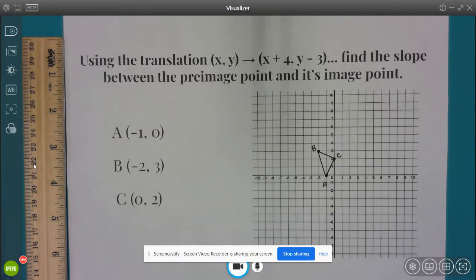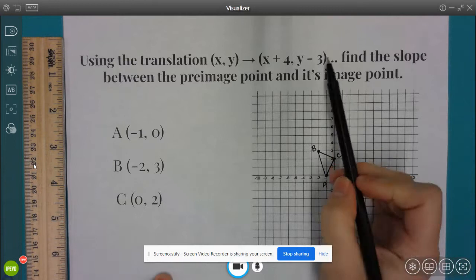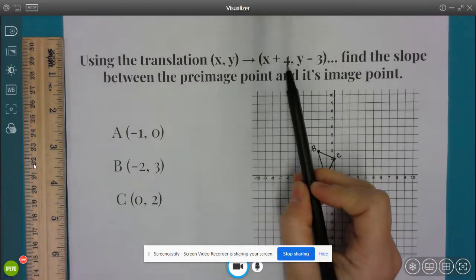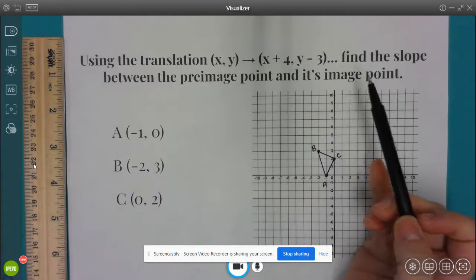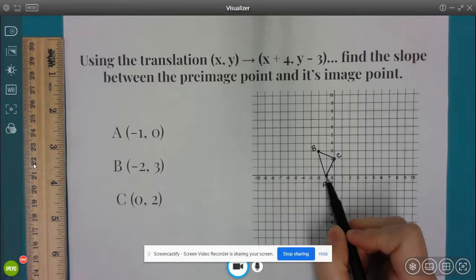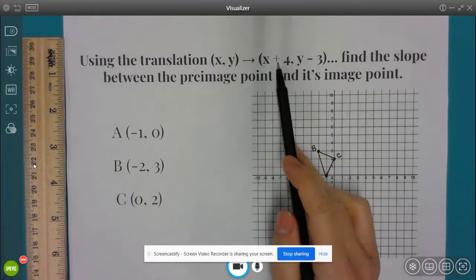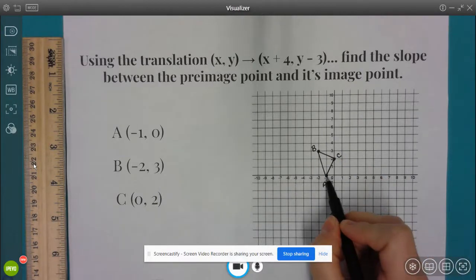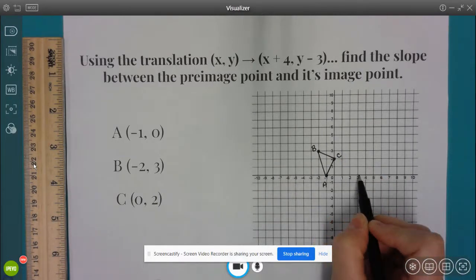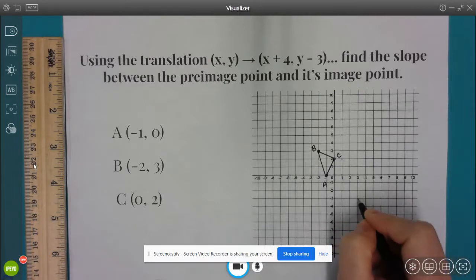I'm going to grab another color quick. So the translation is +4, sorry about that, it's +4 minus 3. So that means to the right 4 and down 3. So if I was going to do this on a graph, I'm going to take each coordinate and just go to the right 4, down 3, and place my new coordinate there. So 1, 2, 3, 4, 1, 2, 3.